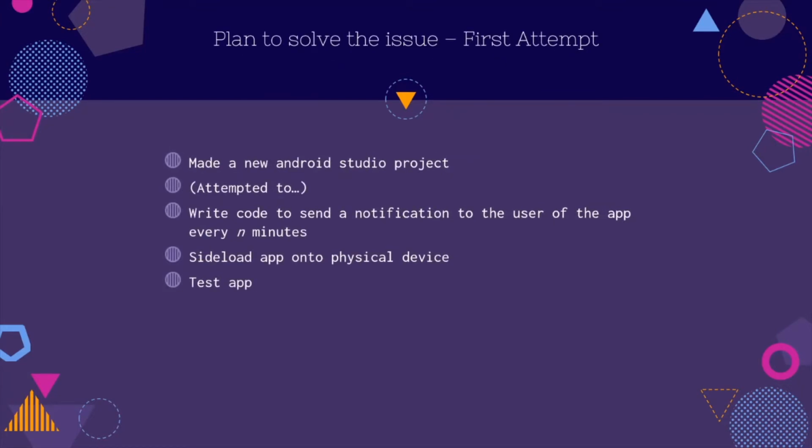Our plan to solve the issues for the first attempt here was first to make a new Android Studio project and write code to send a notification to the user of the app every certain number of minutes. And then I would sideload the app onto a physical device and then test it.